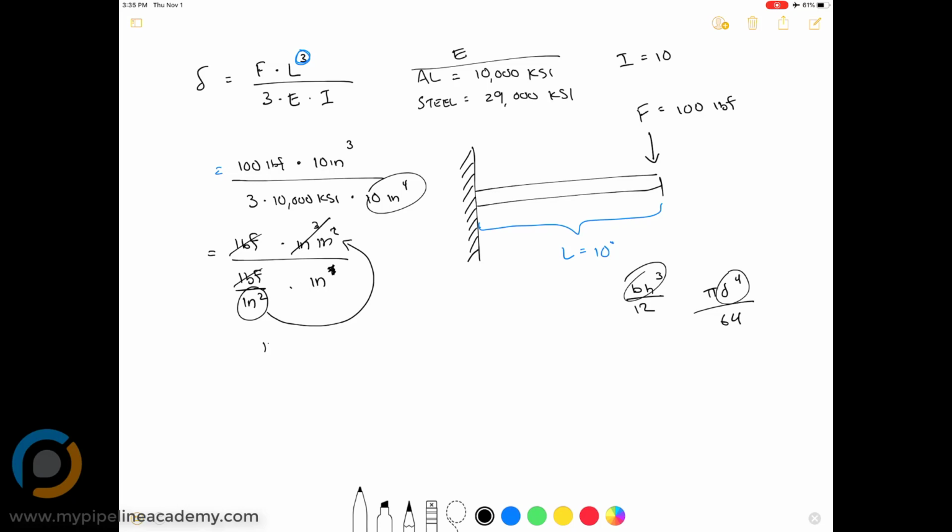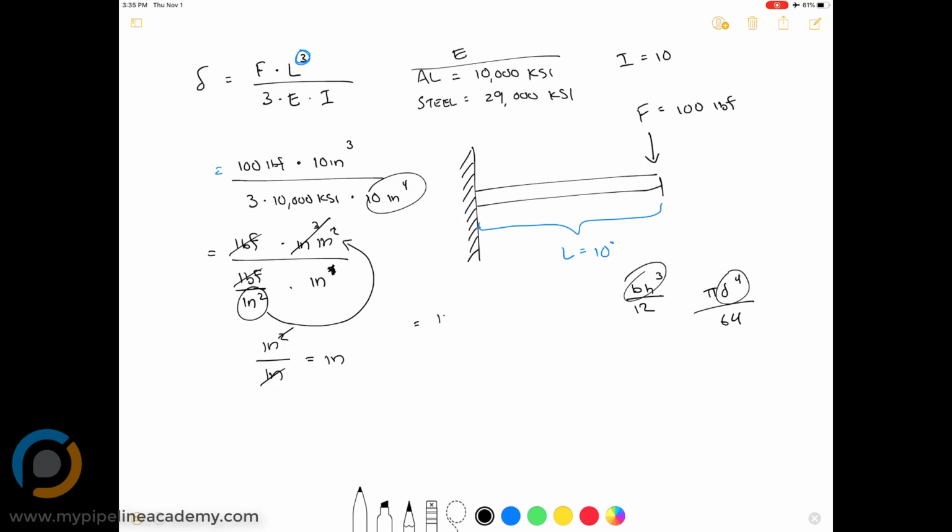And so now we have inches squared over inches, and the inches cancel, the square cancels at the top, the inches cancel on the bottom, so we're just left with inches. So our deflection is going to be in terms of inches, which is great. That's what we're expecting. Now let's go back and solve for the numbers.